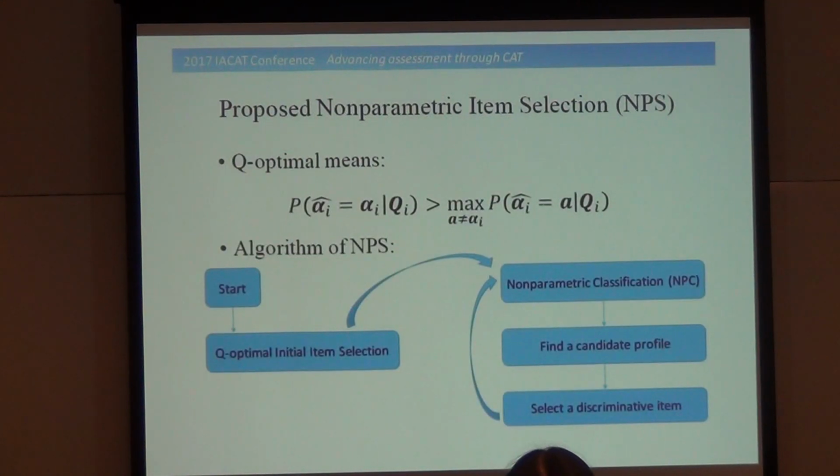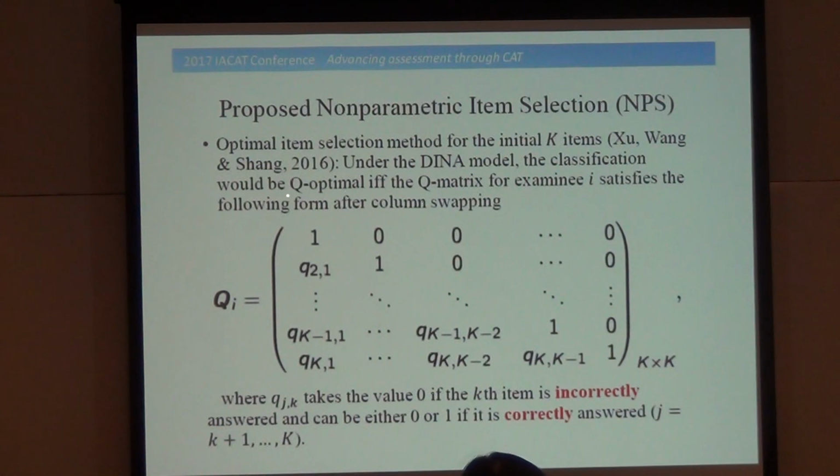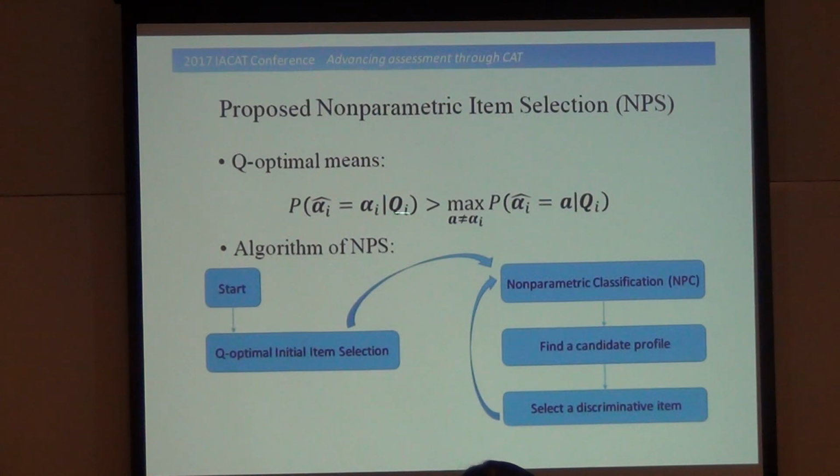So, in this theorem, this Q-optimal means this inequality: the probability of a correct classification is greater than the probability of any misclassification. This means it's Q-optimal. So the algorithm of the NPS method is that we start, and for the initial k items we adopt the Q-optimal selection, and from the k plus 1 item, we first estimate the latent class, and we find a candidate profile. Then we select a discriminative item, and then we go back to the non-parametric classification method to update the proficiency class, and then we go on.